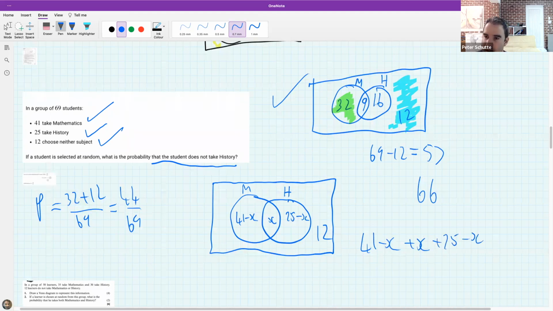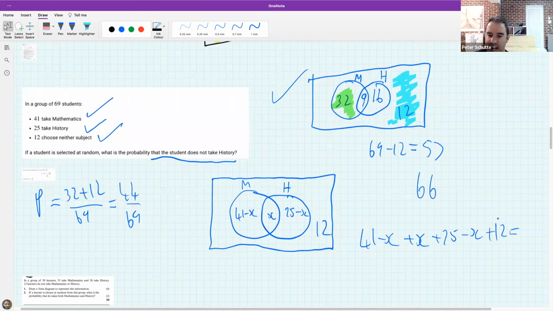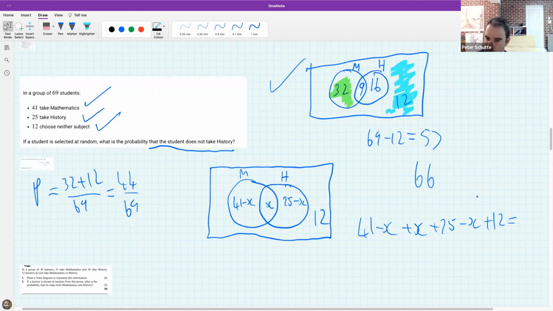plus 25 minus x plus 12, what is that equation going to have to be equal to? What's that equation have to be equal to? 41 minus x plus 25 minus x plus 12. What is that going to have to be equal to? It has to be equal to 69 because it's the whole sample space. That's the 69 up here.